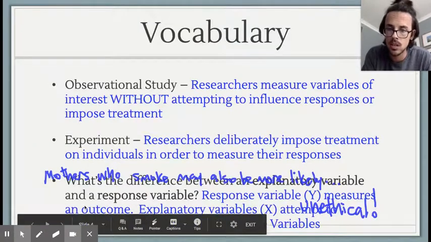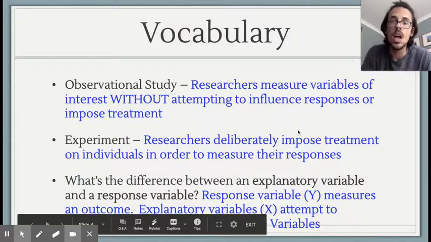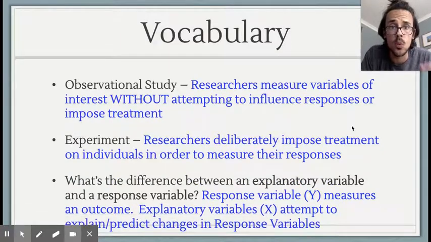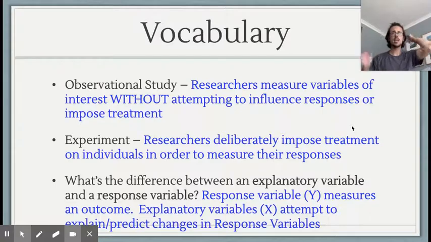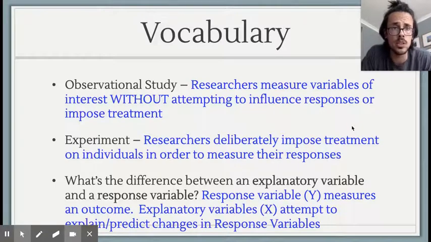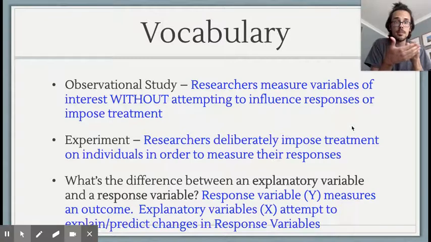So let me go ahead and erase typing here. An observational study is where the researchers measure variables of interest without attempting to influence responses or impose treatments. So let me talk about what that means. The smoking problem we just looked at is an observational study. The researchers didn't tell the mothers whether or not to smoke during pregnancy. They just listened to what the mom said and they passively recorded the data.